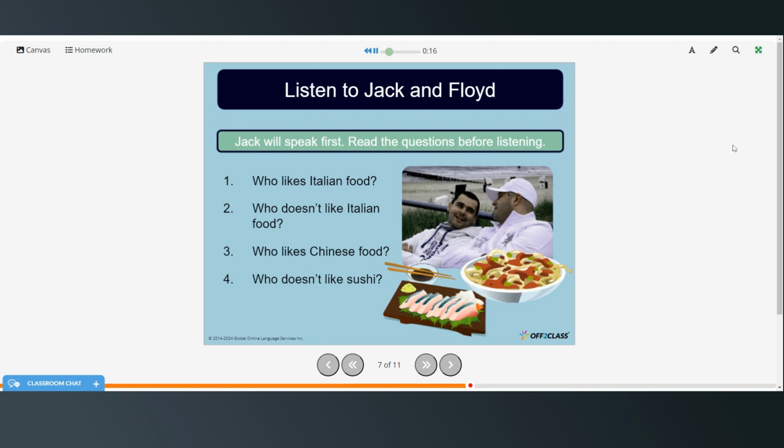Do you eat Italian food? Yes, I do, but unfortunately, my wife doesn't. So what about Chinese food? Yeah, I do, and my wife does. We both like it. Do you know there's a new sushi restaurant in town? Yeah, I do. I love sushi, but again, my wife doesn't.